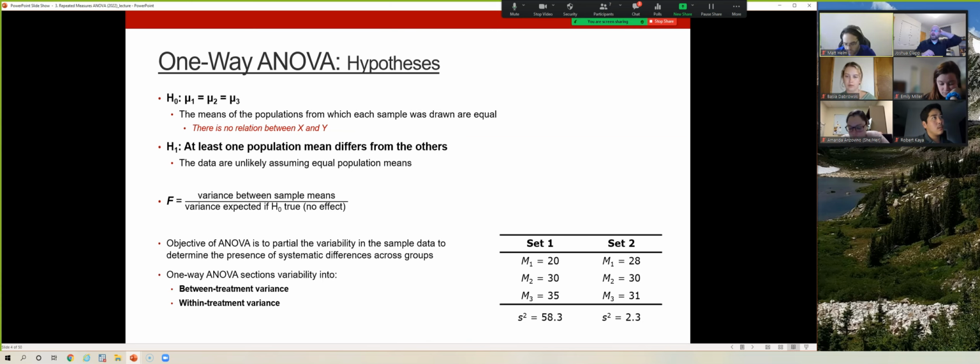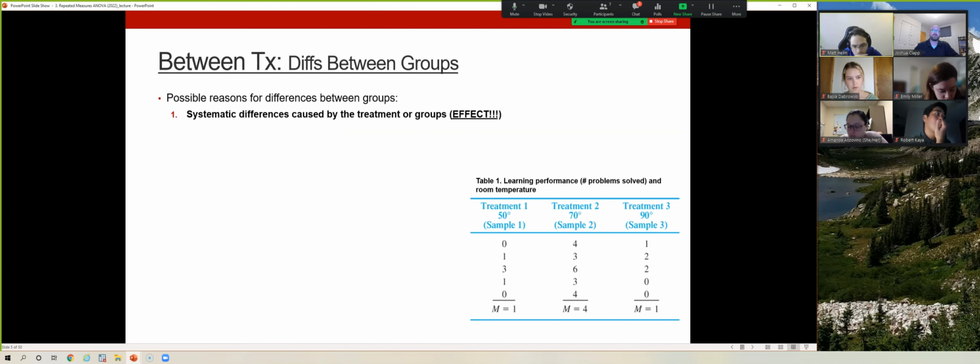All right. So again, with our one-way ANOVA, what we want to do is partition variability in the sample data to look at systematic effects across our groups. And what we're going to do is partition variability into between-treatment variance and within-treatment variance. Okay. We're talking about our between-treatment variance.